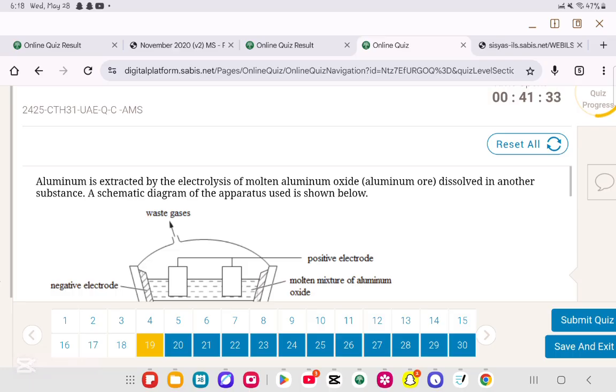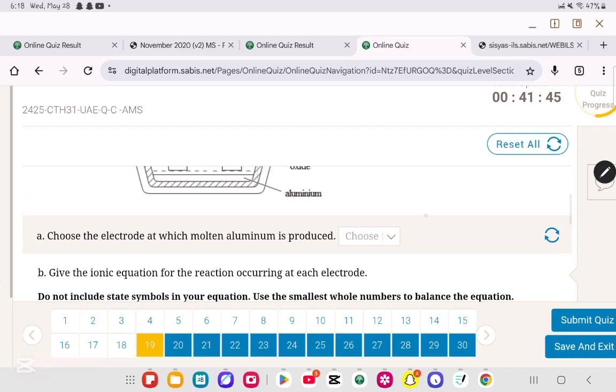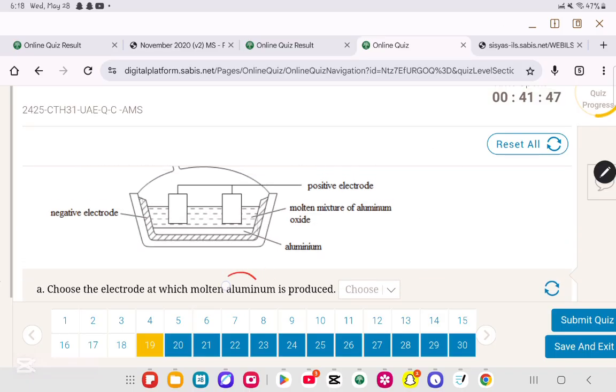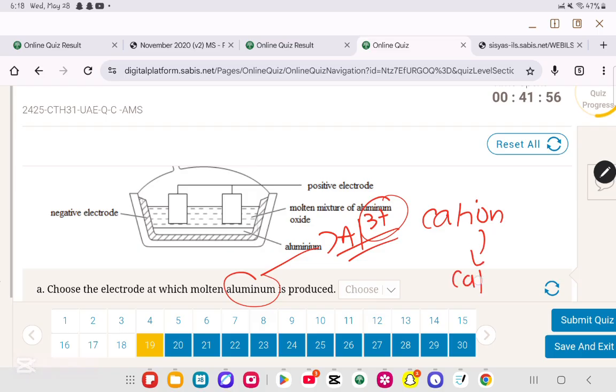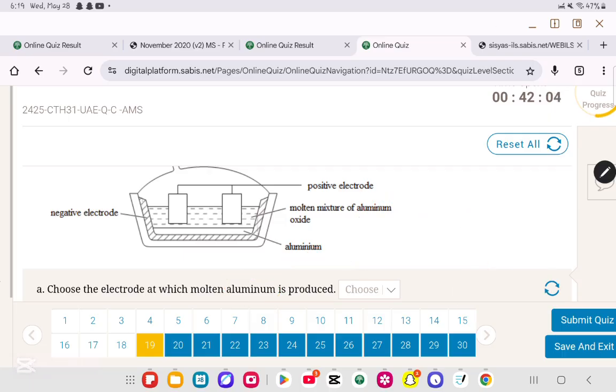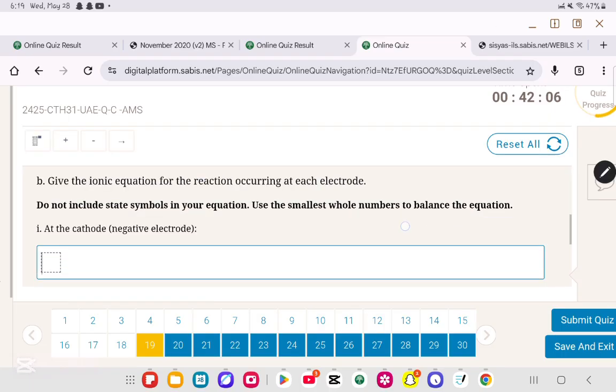It says aluminum is extracted by the electrolysis of molten aluminum oxide, aluminum ore, dissolved in another substance. A schematic diagram of the apparatus used is shown below. Choose the electrode at which molten aluminum forms. Aluminum is Al3+, yeah? Now, it is positive, meaning it's a cation, and the cation always goes to the cathode. So the cathode is the negative electrode. So it will go to the cathode, which is the negative electrode.